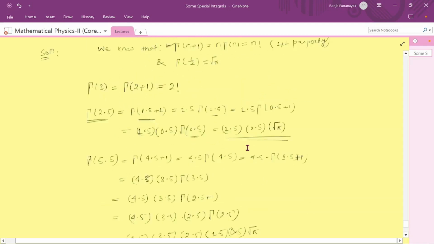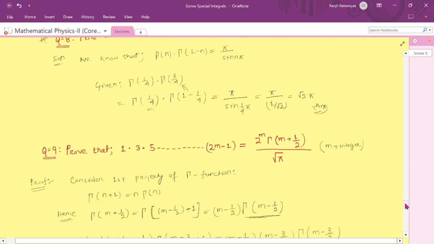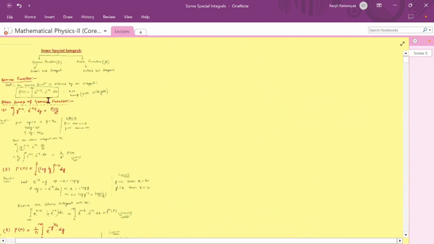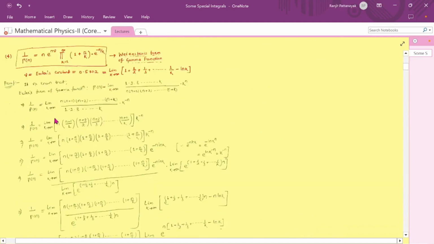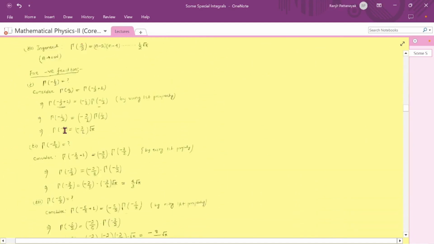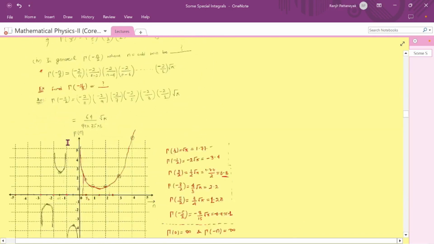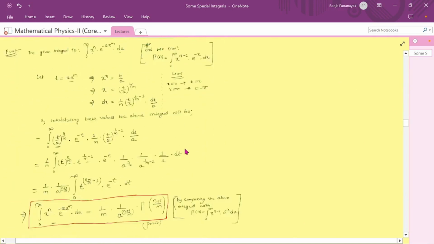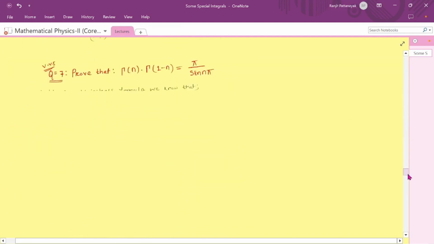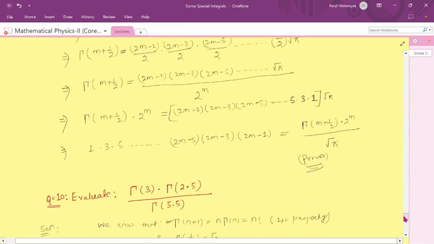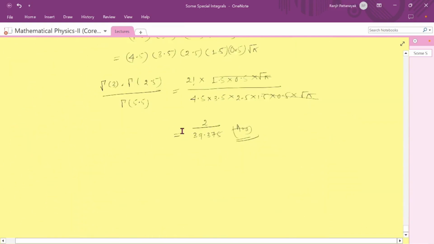Okay, so here I am going to stop the discussion of gamma function. In gamma function, we have discussed different forms of gamma function, properties of the gamma function, then numericals. Different types of numericals we have discussed here, from question number 1 to question number 10. In these 10 questions, I think I have discussed all types of questions belonging to gamma function.